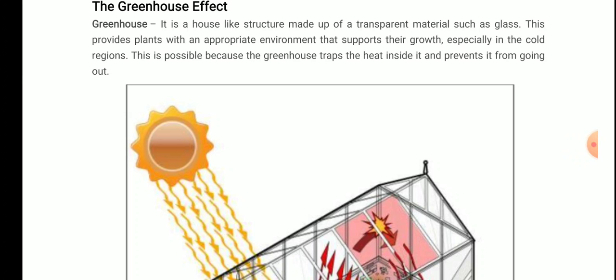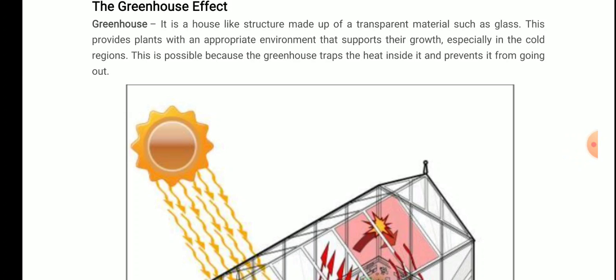First of all, let us discuss what a greenhouse is. It is a house-like structure made up of transparent material such as glass. This provides plants with an appropriate environment that supports their growth, especially in the cold regions. This is possible because the greenhouse traps the heat inside it and prevents it from going out.